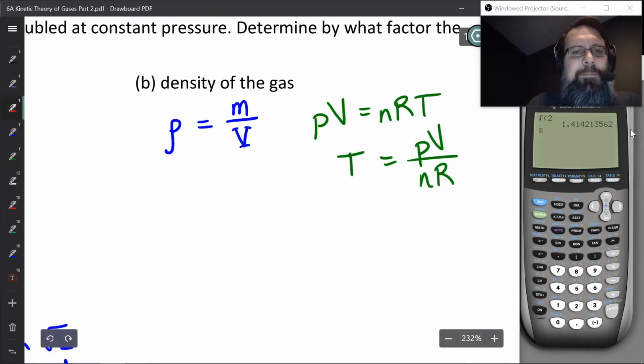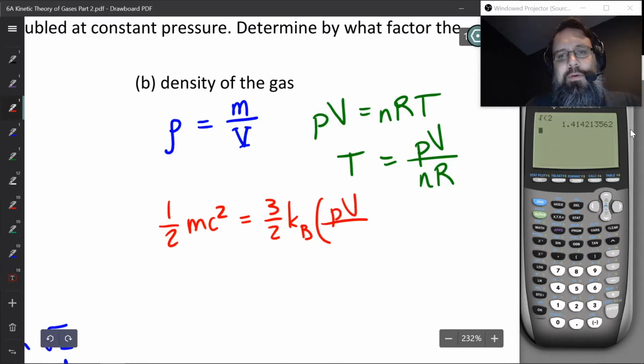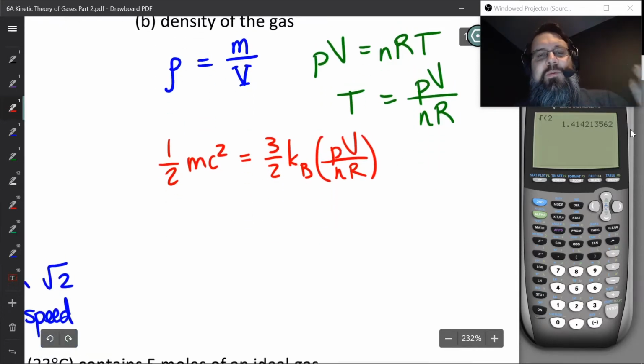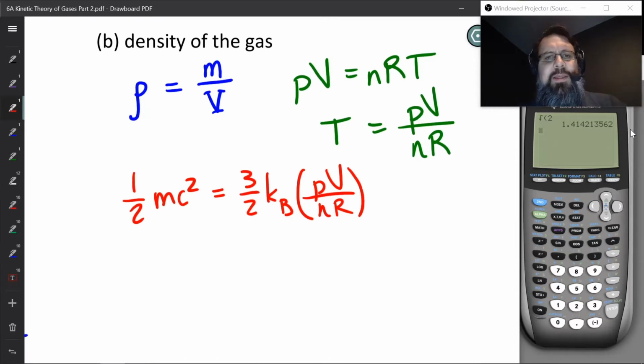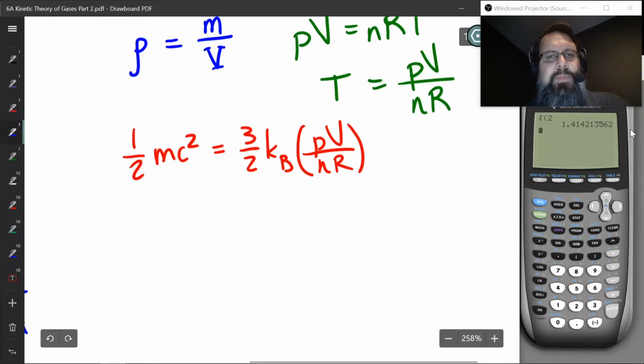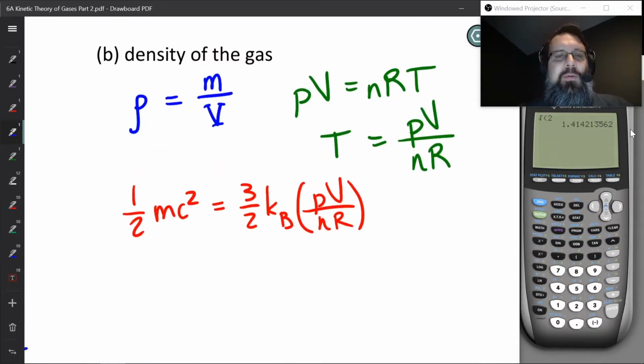So we'll have 1/2 mc squared is equal to 3/2 kB, and then we're going to substitute in the temperature, PV over nR. And we'll do the same thing we did previously: we'll look for all the things that were constant, get rid of those, and the things that aren't constant, the things we're trying to find that change, we're going to leave in the equation. Now, what's different this time is that density depends on the mass. So while the density may be changing, the mass is not changing.